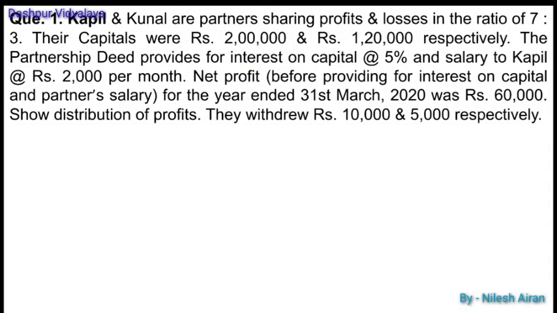We are given one question here: Kapil and Kunal are the partners sharing profits and losses in the ratio of 7:3. Their capitals were rupees 2 lakh and rupees 1,20,000 respectively. The partnership deed provides for interest on capital at the rate of 5% per annum and salary to Kapil rupees 2,000 per month. Net profit before providing for the interest on capital and partner's salary amounted to rupees 60,000. Show the distribution of profit. They withdrew rupees 10,000 and 5,000 respectively.